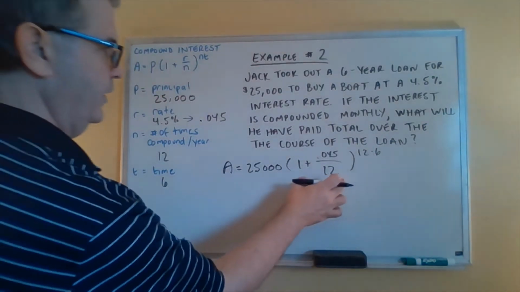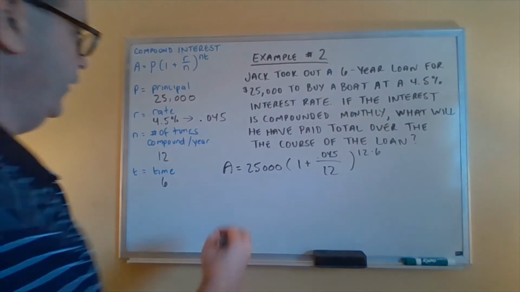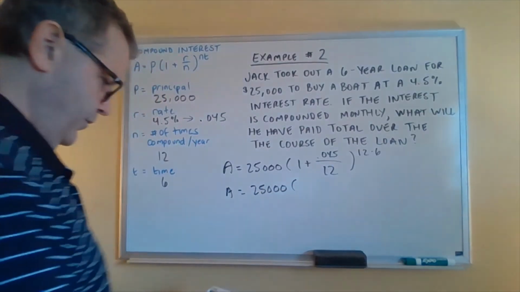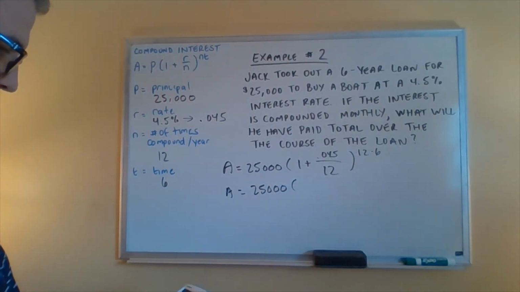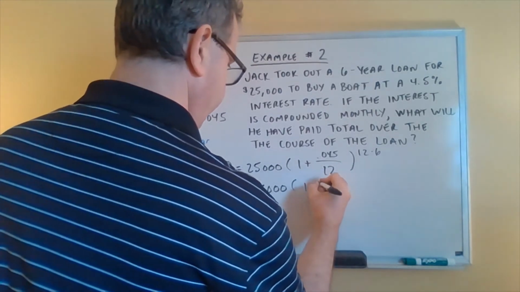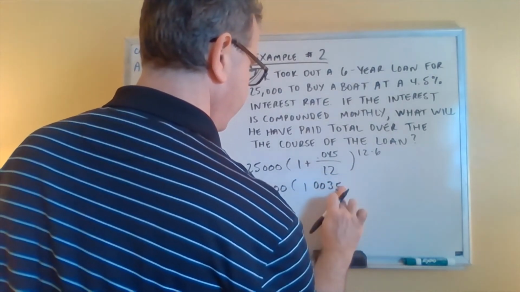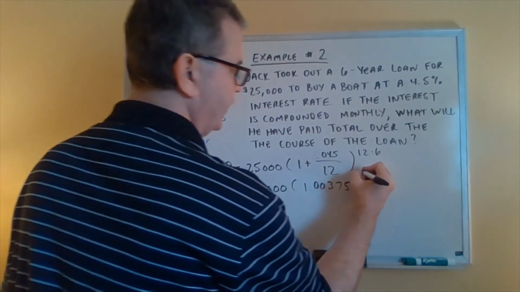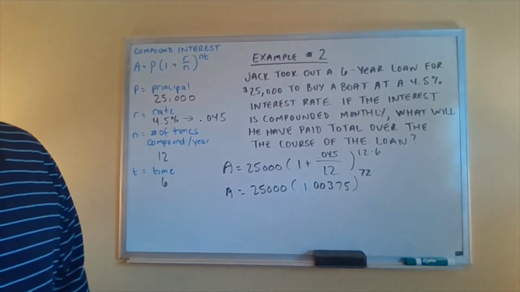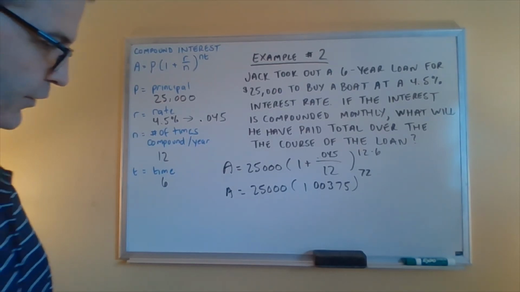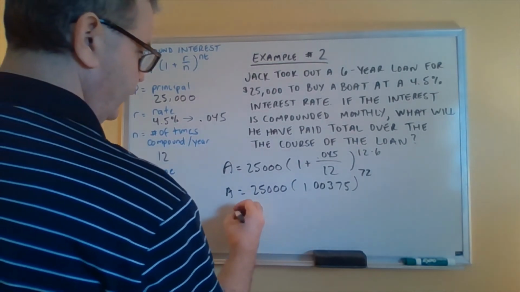Okay, so let's simplify what's going on in the parentheses there. So we'll have our total equals 25,000, and we have 0.045 divided by 12 plus 1 is going to give us 1.00375 inside the parentheses. We're going to raise that to the 72nd power. So when we raise that to the 72nd power, we get 1.309, and we're going to multiply that by 25,000.